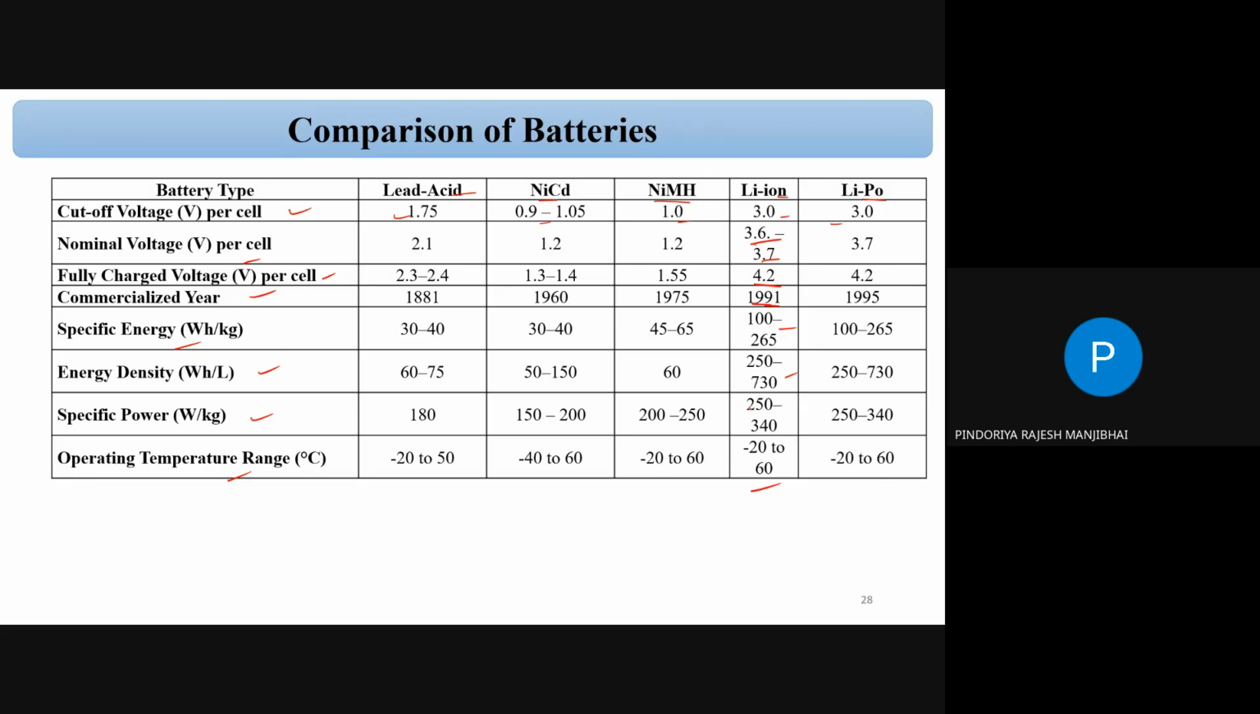Suppose you put your battery in a very cold area or high temperature, again there is a decrease in the efficiency of the battery. Suppose you want to put your batteries in a very cold area, maybe minus 30 degrees, minus 40 degrees, then the efficiency is very low, maybe the battery is not working. So that's why we have to check where we operate the battery, in which environmental condition.